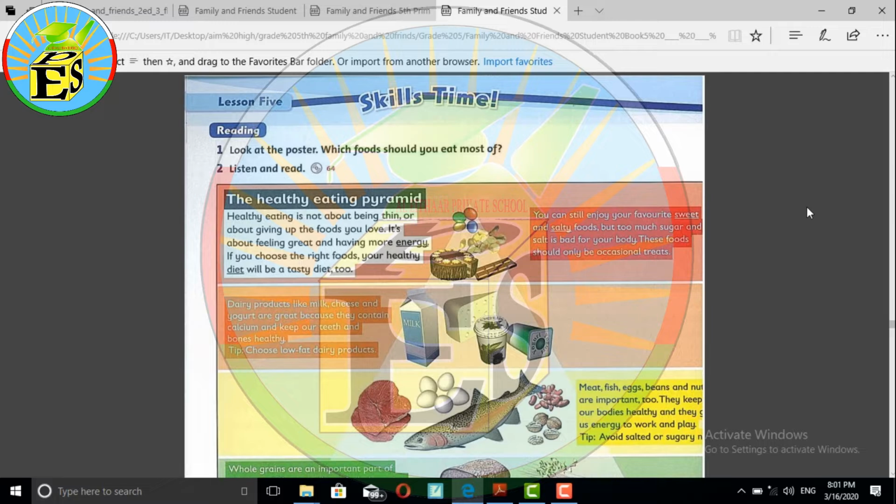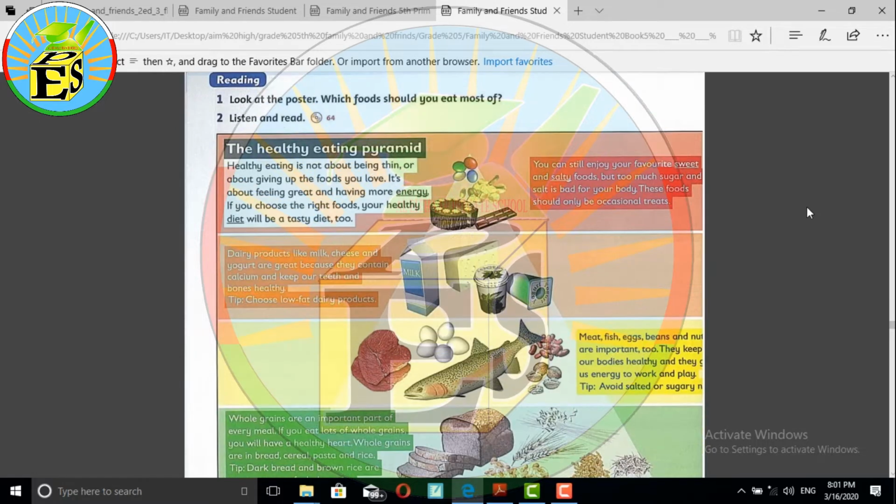Before you read, exercise number 1, look at the poster. This is a poster, okay? And it asks us a question: which foods should you eat most of?